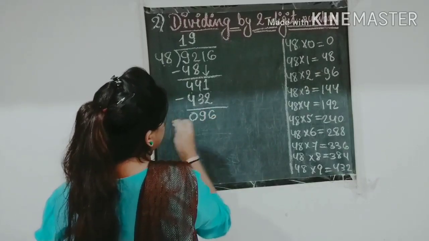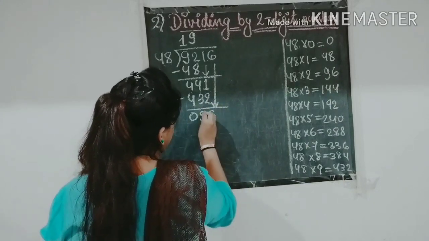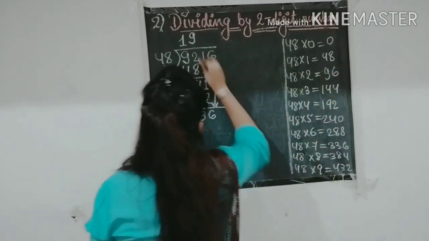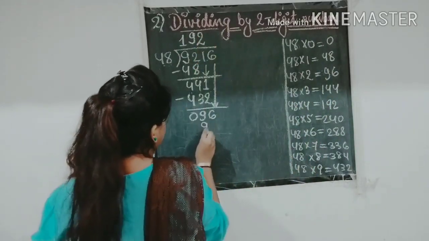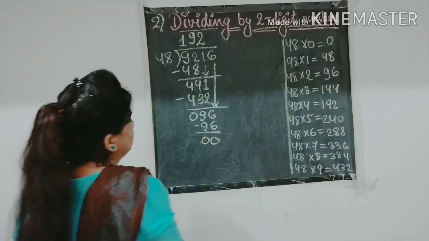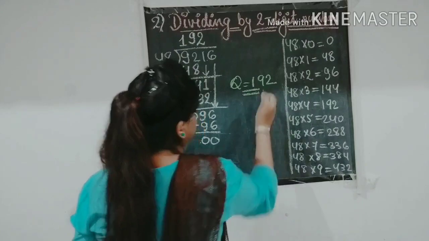Now subtract it. You will get 9, this will become 0. This 6 will come down. So you will get 96. Now in 48's table 48 2s are 96. So we will directly write here 48 2s are 96 and subtract. So here you will get the quotient is 192.